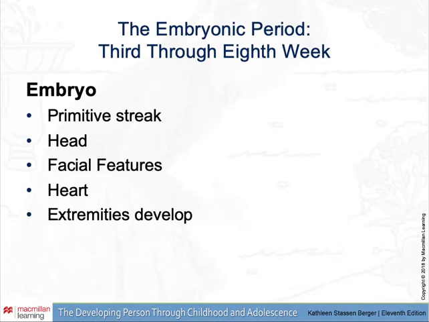All right, we're in the embryonic period here. Again, that's the 3rd through the 8th week. As the embryo develops, the primitive streak becomes the neural tube that later forms the brain and spine of this central nervous system. During this time, the head takes shape, the eyes, ears, nose, and mouth form, and the heart begins to pulsate. Also, extremities develop, and webbed fingers and toes separate.